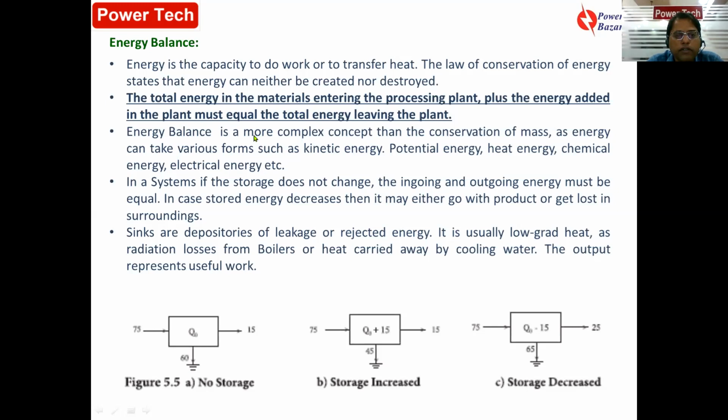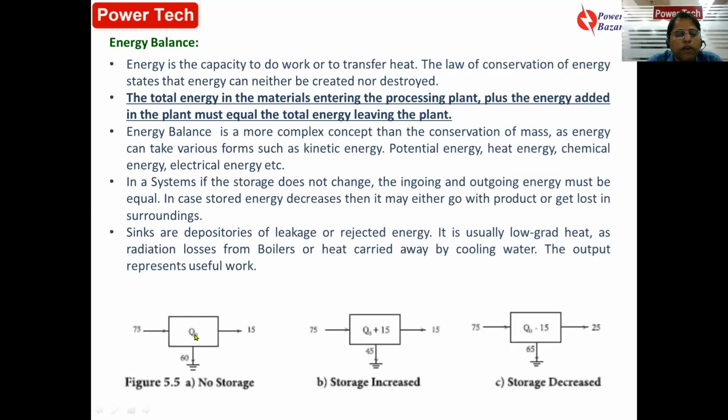Energy balance is more complex. Now, storage of energy. Let us see. Incoming energy is 75. There is no energy stored inside. No heat energy, nothing is stored. So out product is 15. The energy that has gone with the product is 15. And this 60 is waste. So this is basically a leakage or rejected energy. This is a low grade heat. Radiation losses of boiler, it can be anything. Or it can be heat carried out by the cooling water. And this is basically going as loss.